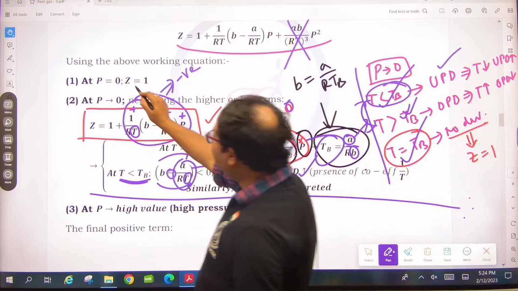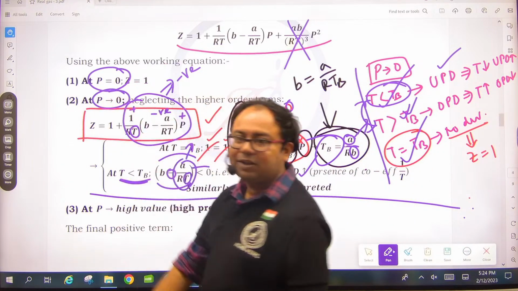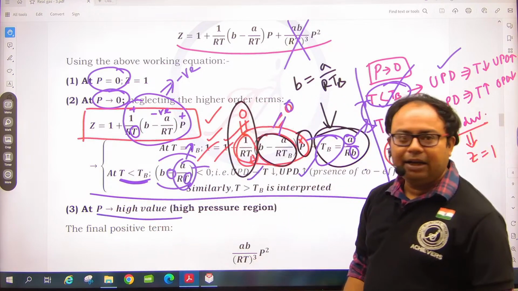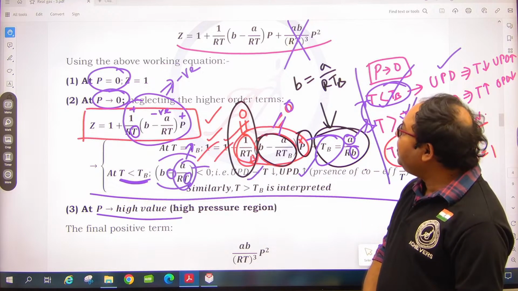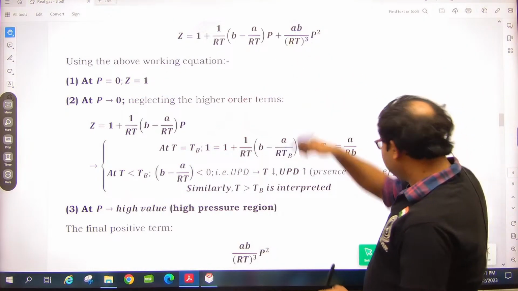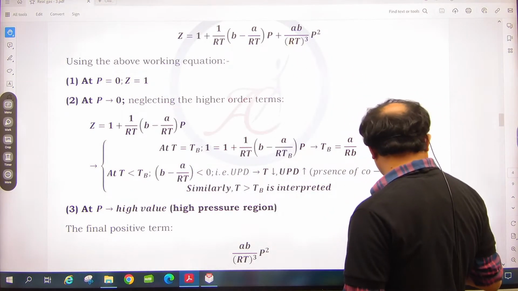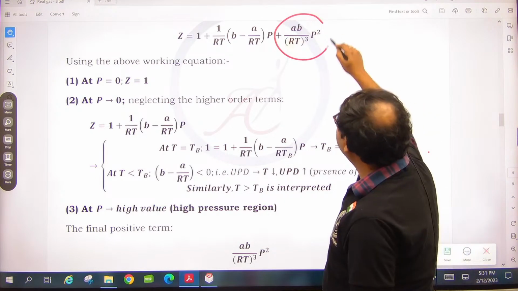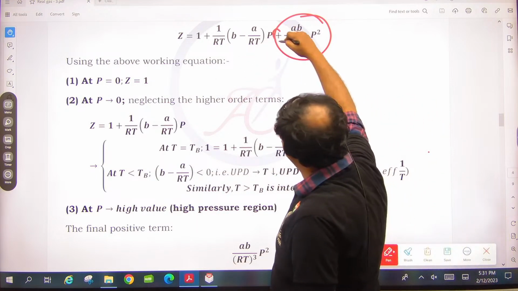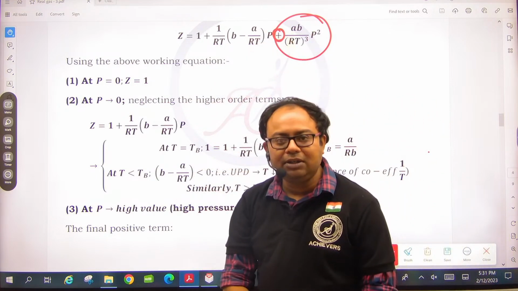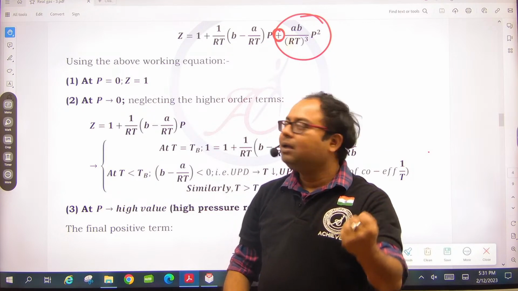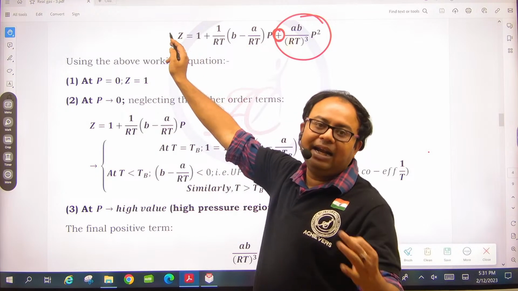So, I have got P tending to 0 explained. Now, P tending to infinity, or P tending to very high value. At P tending to very high value, what will happen? This term will predominate because it contains P square. And what is the sign of this term? The sign of this term is positive. So a high positive term will predominate, so Z will become greater than 1.